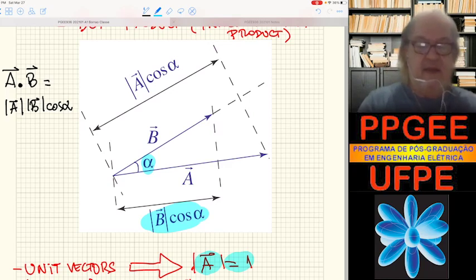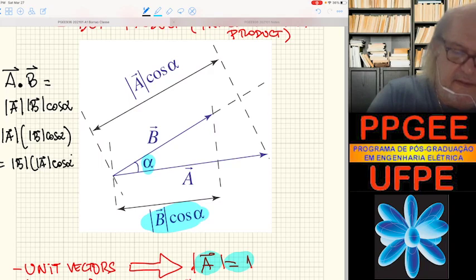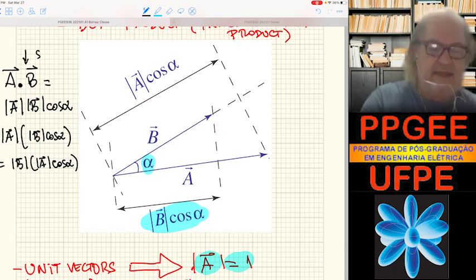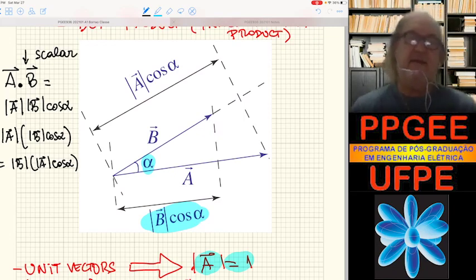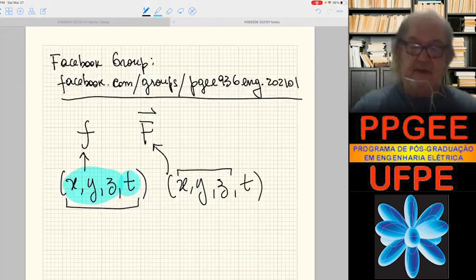And as you can see, I can look at this as being A times the projection of B on A, or alternatively, B times the projection of A on B, along B. So we have this first important property. This operation between vectors yields a scalar: the product between those two vector quantities, A and B, giving a scalar, and it has the commutative property, A dot B equals B dot A, right? And we have other additional things.